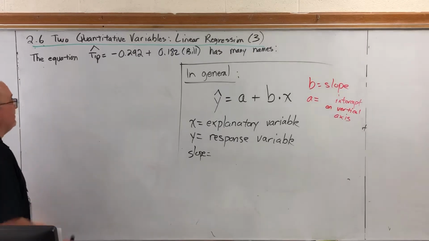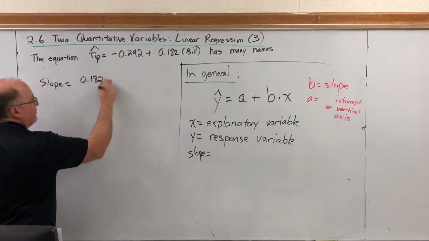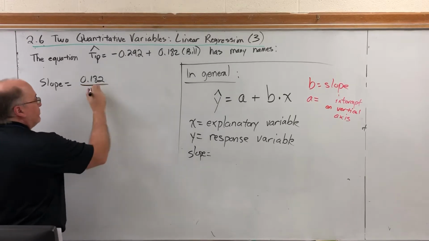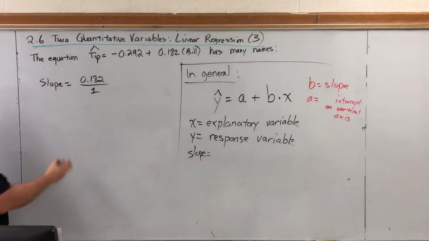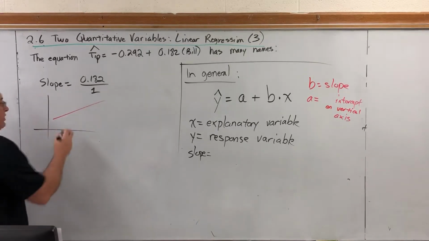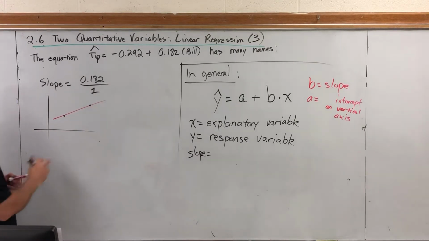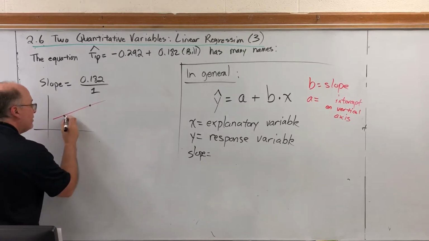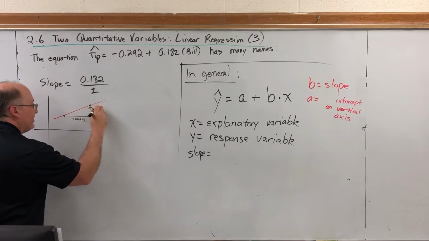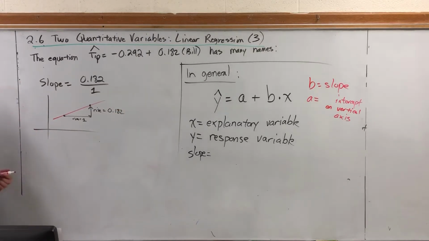So what does this slope mean? Slope equals 0.182. Now, that's not a fraction, and we could turn it into a fraction. The easiest way to do that is to put it over 1. But let's think about what this means visually in terms of the line. What a slope of 0.182 means is if we have 2 points on the line, and to get from one to the other, you run 1, then you would also rise 0.182. But what do these numbers mean?